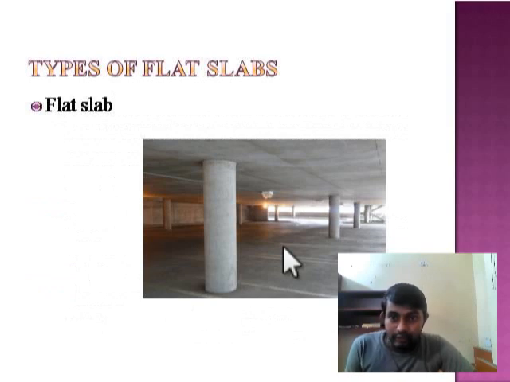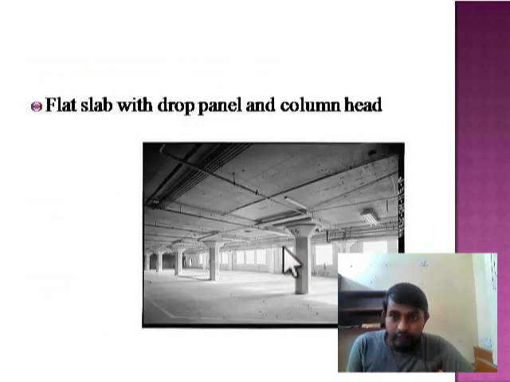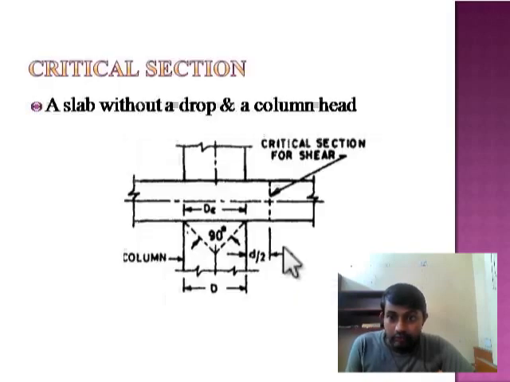Types of flat slab. These are the types of flat slab. First is a flat slab. Second is a flat slab with drop panels. The third one is a flat slab with drop panels and it also has a column head.